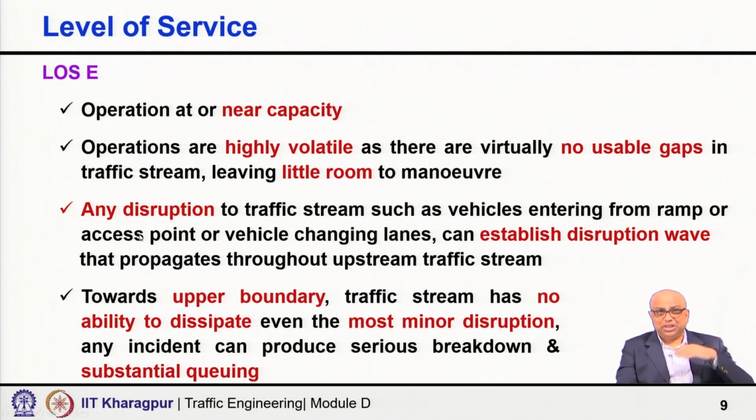And because at that level, high flow level, density is also very high. Any disruption to the traffic stream, such as vehicles entering from a ramp or access points or a vehicle changing lane even, can establish a disruption wave that propagates upstream throughout the traffic stream. And towards the upper boundary, the traffic stream has no ability to dissipate even the most minor disruption.